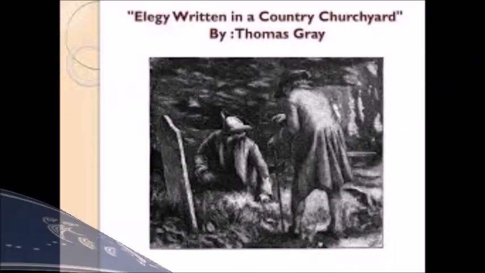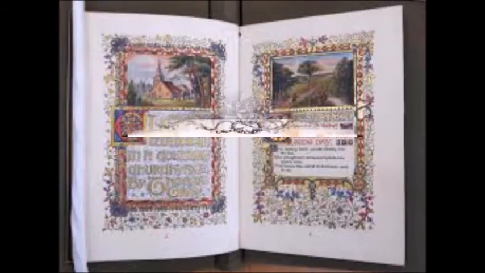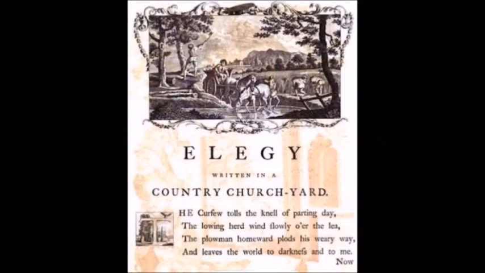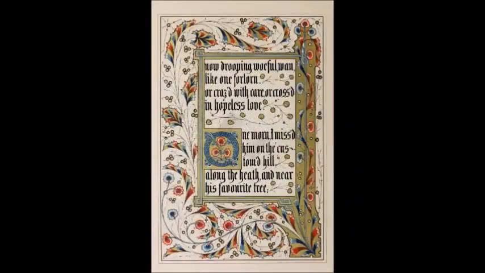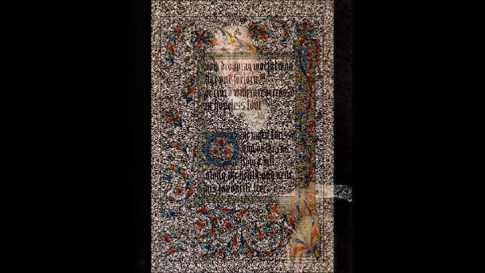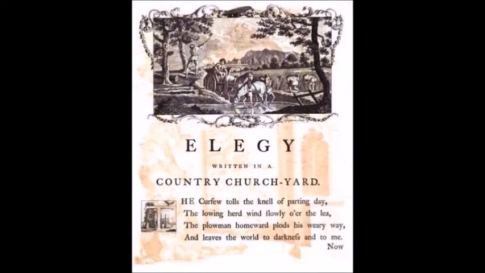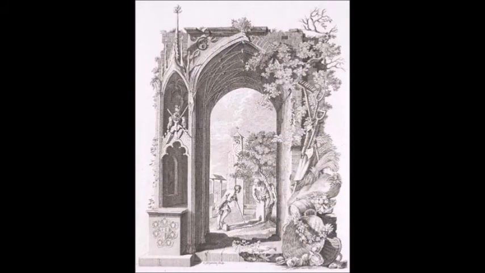Figures of speech. Thomas Gray's Elegy Written in a Country Churchyard contains different figures of speech, poetic or rhetorical devices. Alliteration is the repetition of a consonant sound within a line of poetry. For example, solemn stillness, S sound repeated, glory lead but to the grave, G sound repeated.